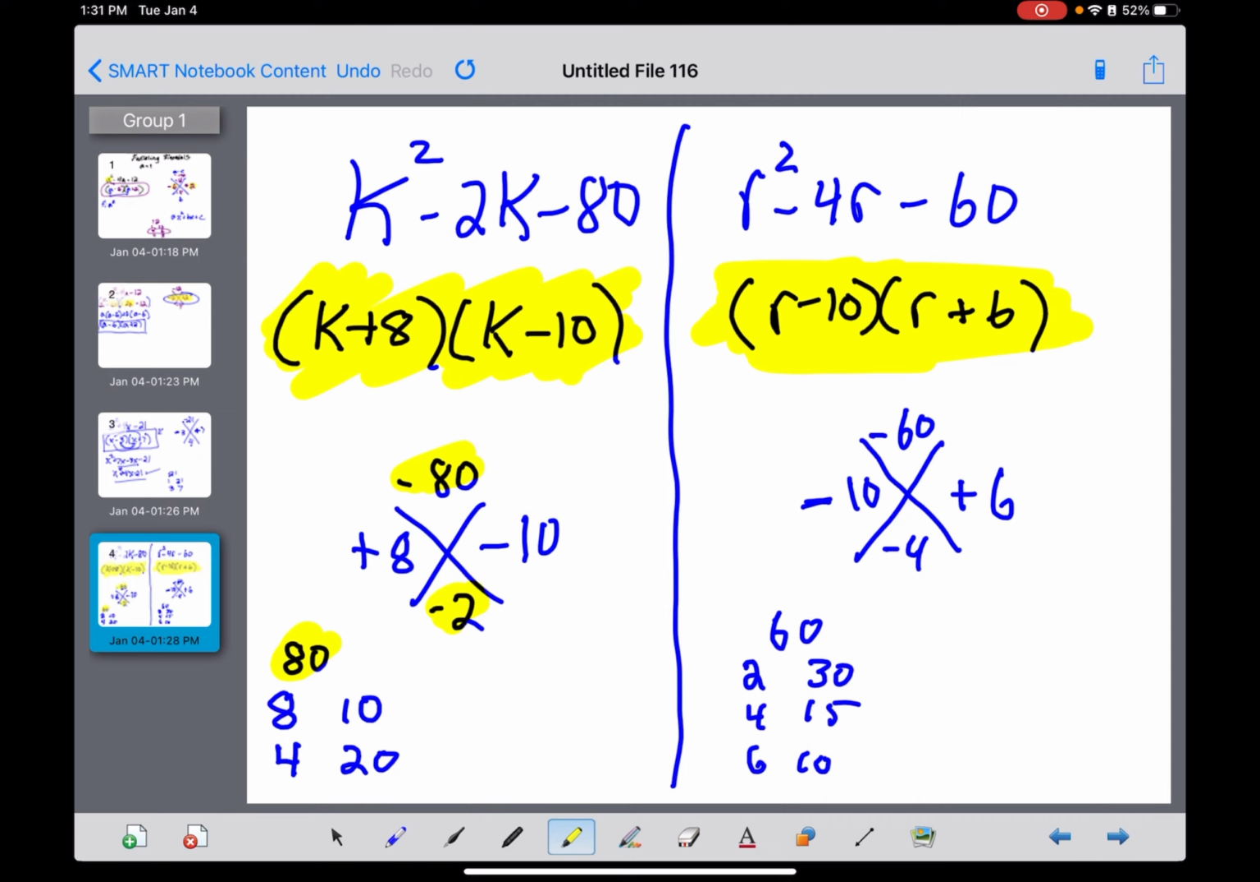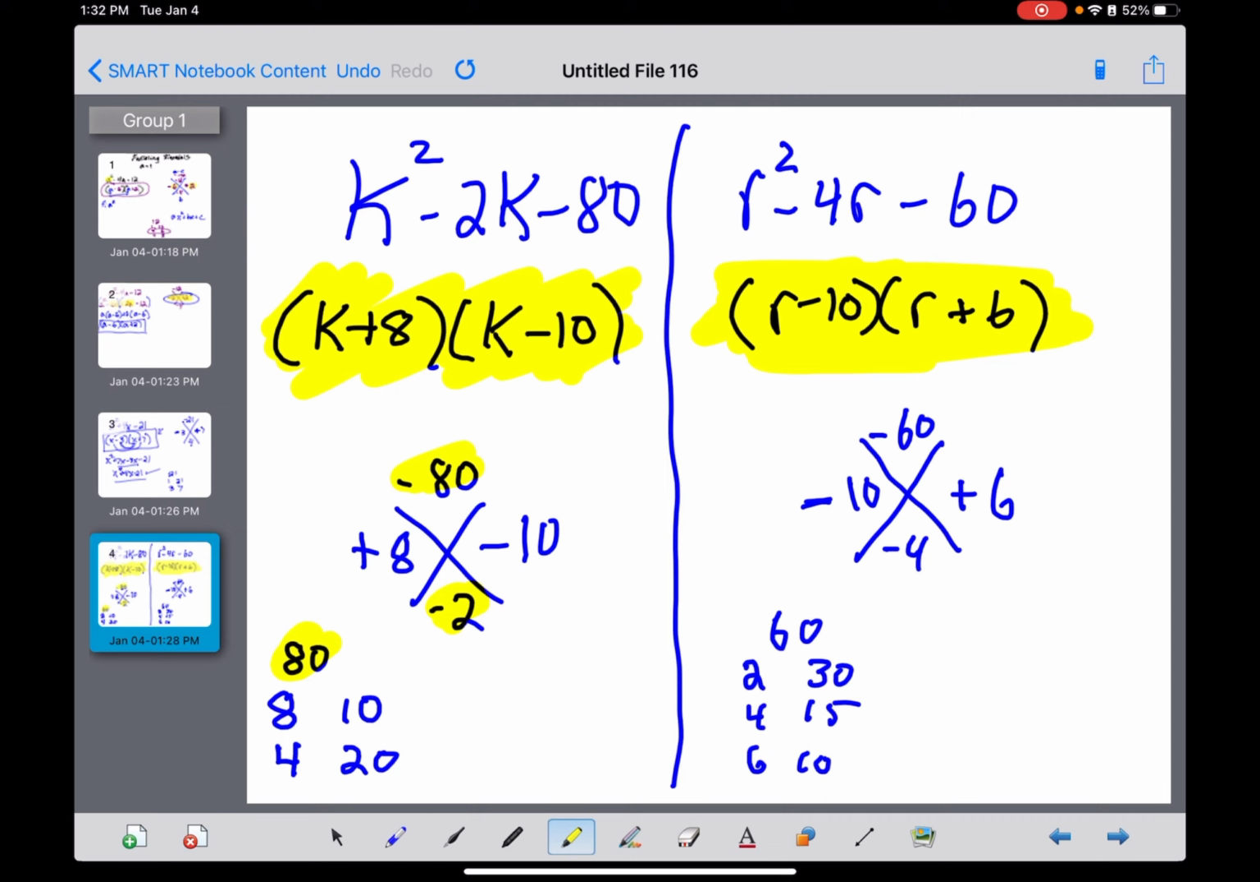Okay, the bottom is negative 2, so that means you're looking for a difference of 2. That's where the 8 and the 10 come out. So if I put plus 10, minus 10, if you put minus 10 plus 8, it's the same thing. So k minus 10, k plus 8 is the same thing as k plus 8, k minus 10. Either way, it's your solution. Questions with that one?